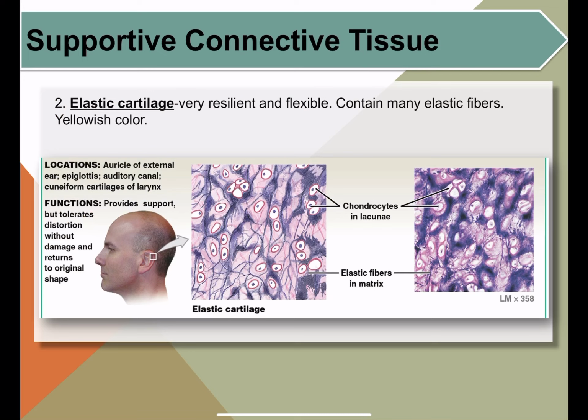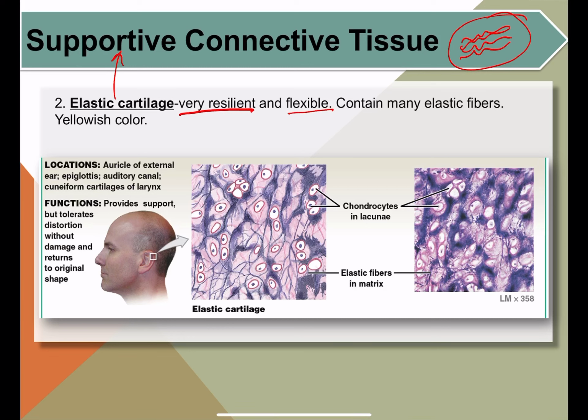Elastic tissue is a type of dense connective tissue. Remember those little squiggly lines all over the place, okay? So that's elastic tissue, okay? A type of dense connective tissue. Okay, elastic cartilage is a type of supportive connective tissue that is a type of cartilage, not a type of dense connective tissue. Okay. So elastic cartilage compared with hyaline cartilage is very resilient and flexible at the same time.